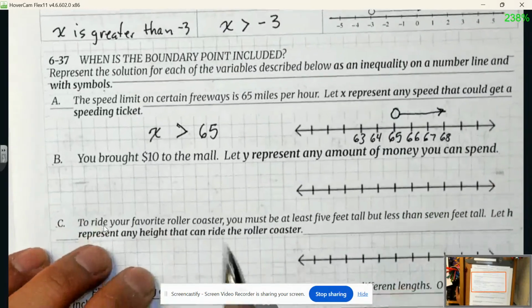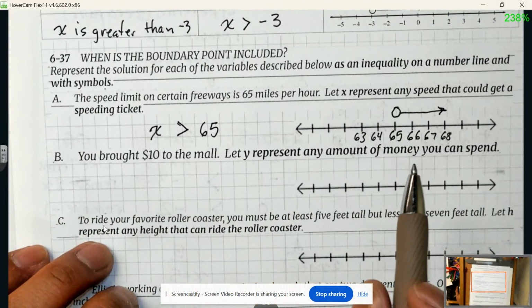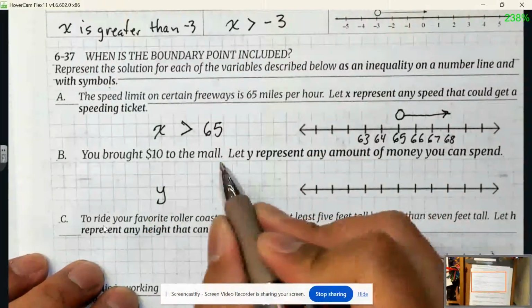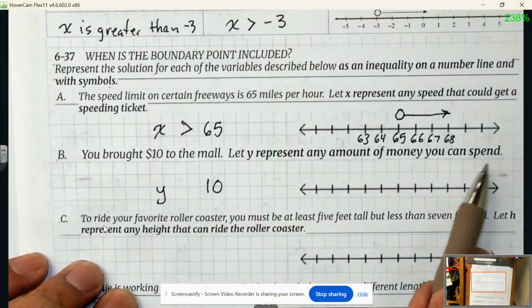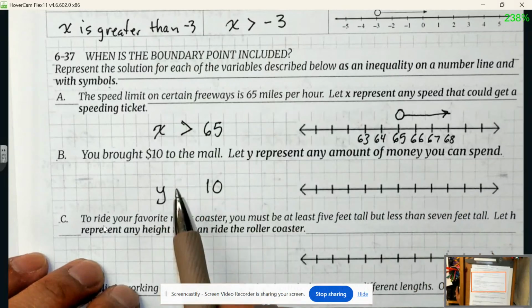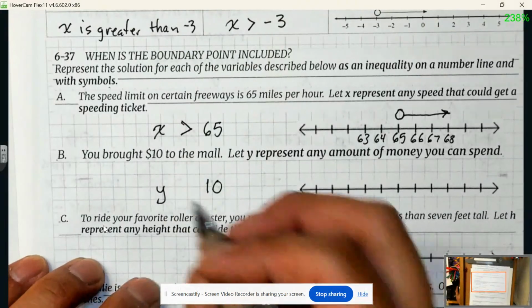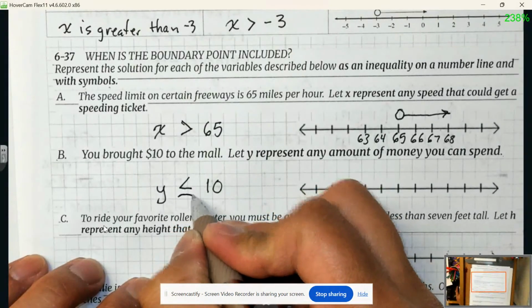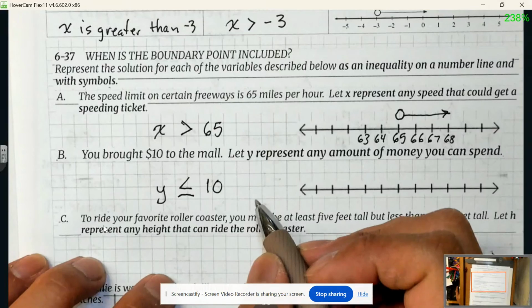Okay, so on the next one, you brought $10 to the mall. Let y represent any amount of money you can spend. So we have our y, and then our boundary point is 10, because that's $10. So the amount of money that we can spend, less than, greater than, less than or equal to, or greater than or equal to 10. Well, if you have $10, you can spend less than $10, definitely, but you can also spend $10. So that would be y is less than or equal to 10.